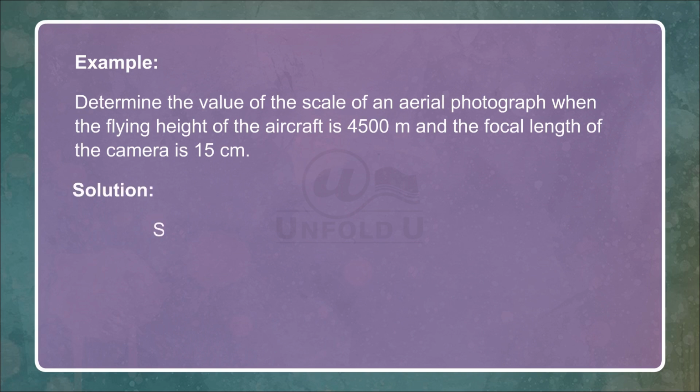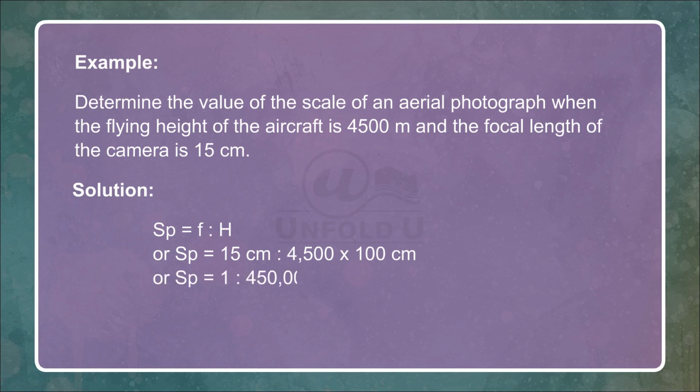Solution: SP is equal to f is to h, or SP is equal to 15 centimeter is to 4,500 into 100 centimeter, or SP is equal to 1 is to 4,50,000 divided by 15. Therefore, SP is equal to 1 is to 30,000.